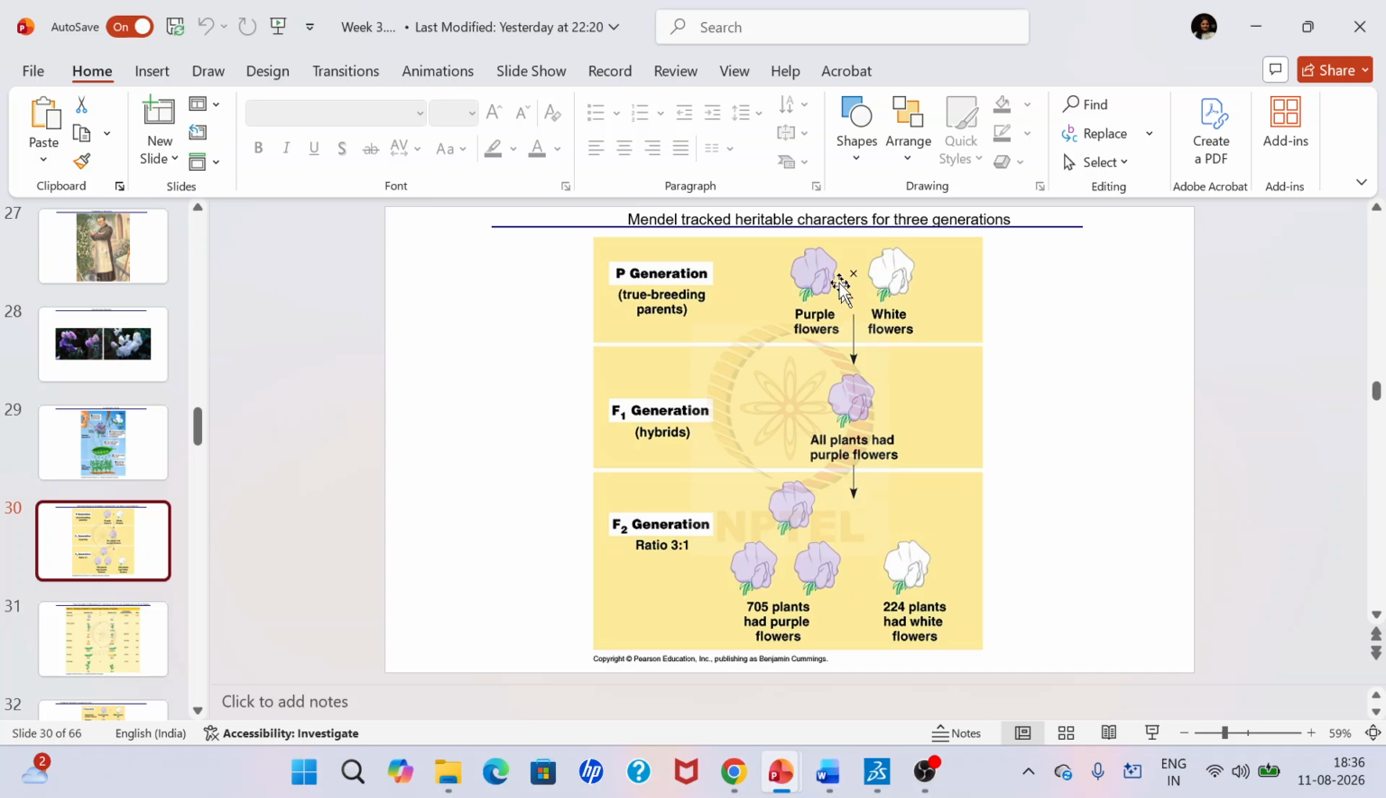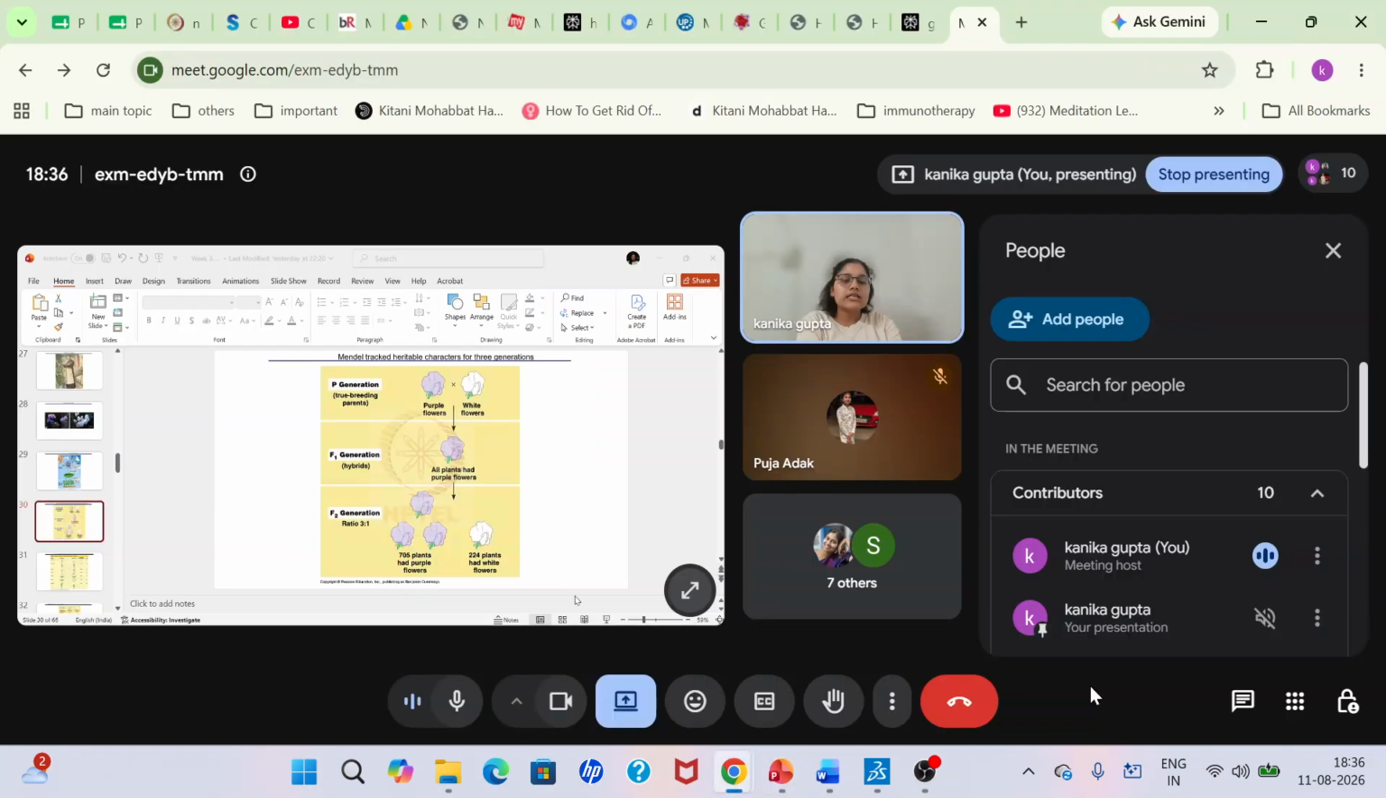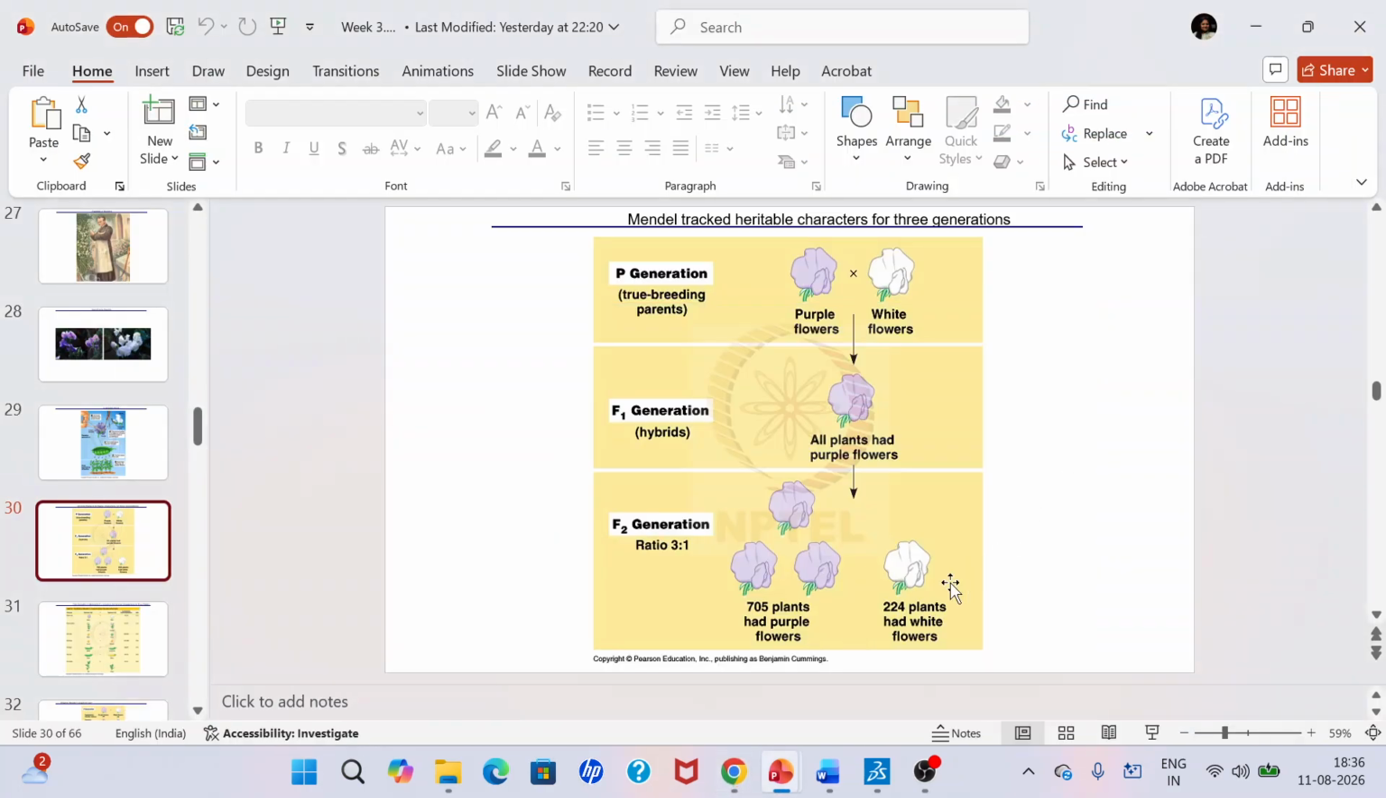So in the parent generation, the purple flower was the female part and the white flower was the male part. All the plants in the F1 generation were purple. Then in the next generation, what he saw was a 3:1 ratio. So Mendel checked these heritable characters for 3 generations to see if there was any kind of variation and what could be the possible reason for these variations in the plants that he had chosen.